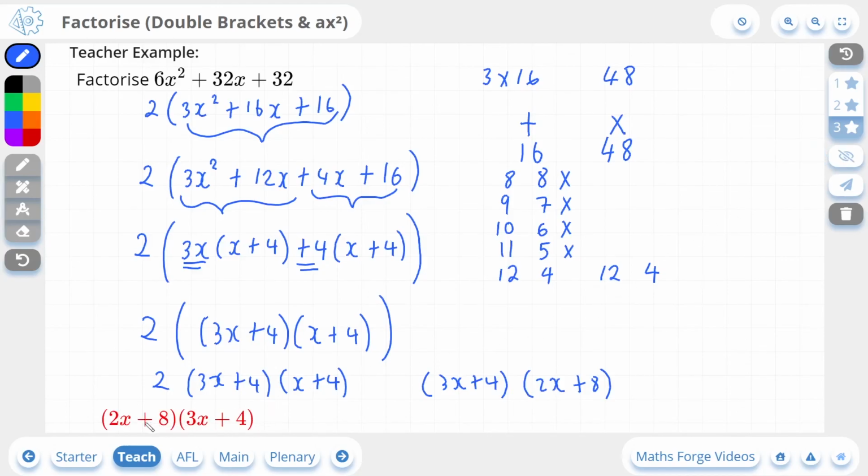It doesn't matter which order you have the brackets in, as long as the brackets have the correct numbers in them. And that's it for our lesson on factorizing double brackets where the coefficient of x squared is greater than 1.